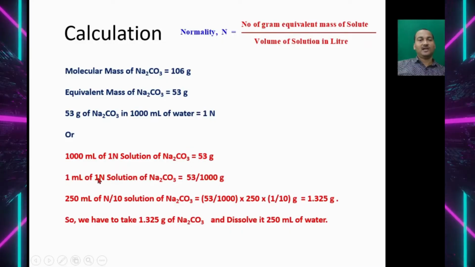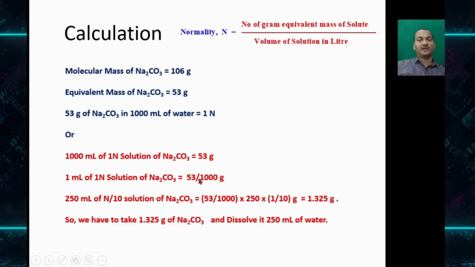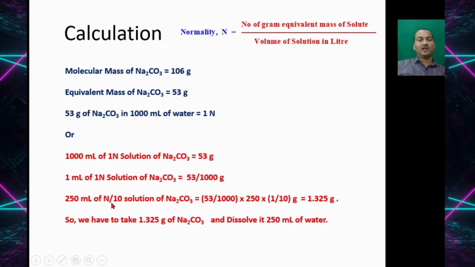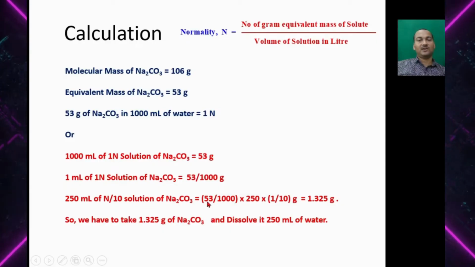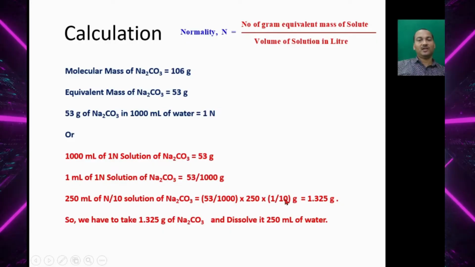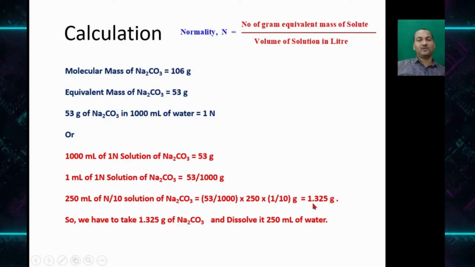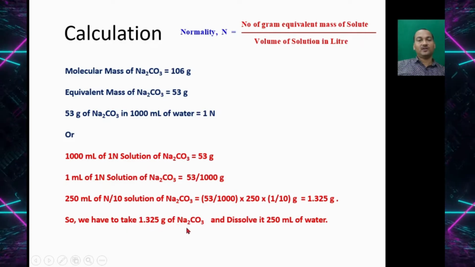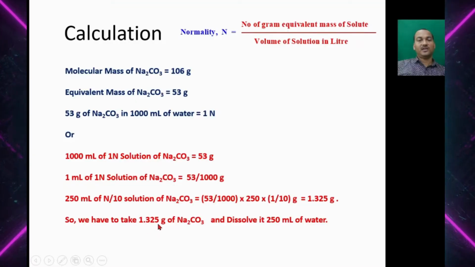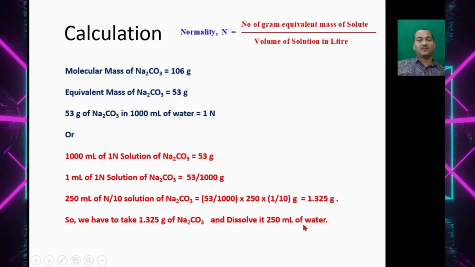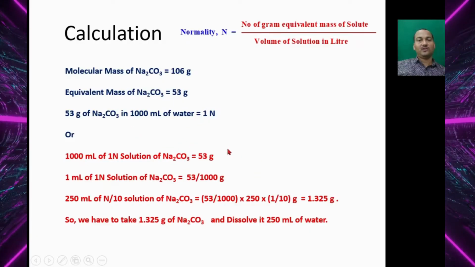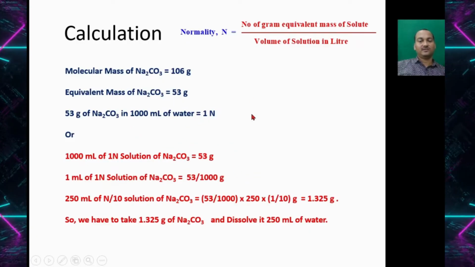So we can write 1 ml of one normal solution of sodium carbonate is 53 by 1000 gram, and 250 ml of N by 10 solution of sodium carbonate will be 53 by 1000 into 250 divided by 10. So it is found to be 1.325 gram. So we have to take the weight of sodium carbonate as 1.325 gram and we have to dissolve it in 250 ml of water. So we get 0.1 normal sodium carbonate solution.